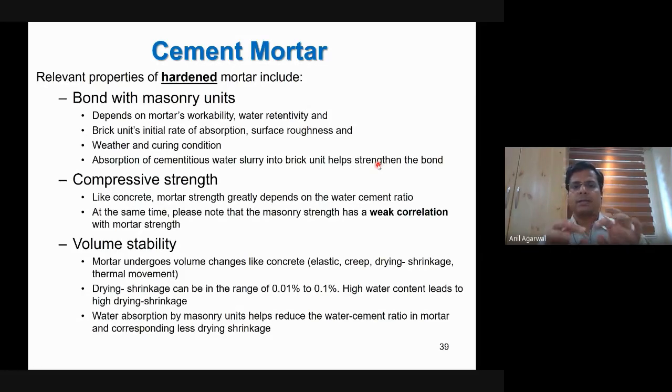The second one is compressive strength, and the third one is volume stability. Volume stability is kind of a bit complicated phenomenon. It basically means that the mortar should not deform too much. Volume stability basically means its volume should not change. That means it should not deform. Basically, that's what it means.